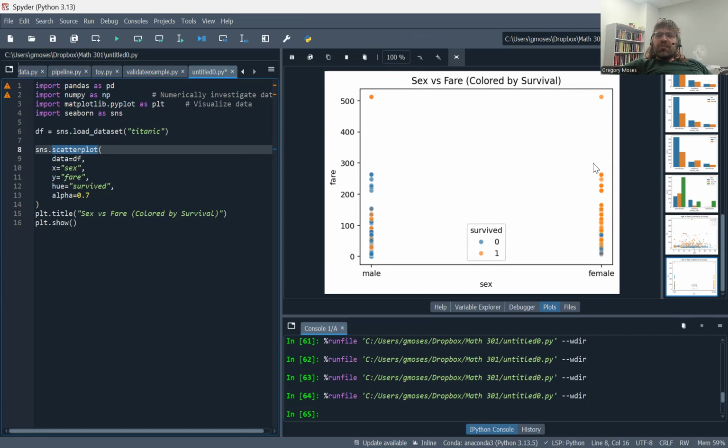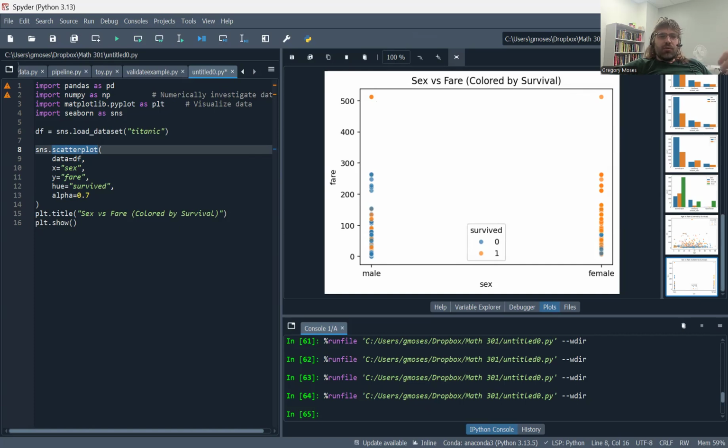But this is hard to parse. I mean, there are what, 800 some data points in this data. We're not seeing 800 dots. And that's because every dot can represent multiple people. Like we'll see later, there are two male passengers who paid this fare, and they're showing up as a single dot.